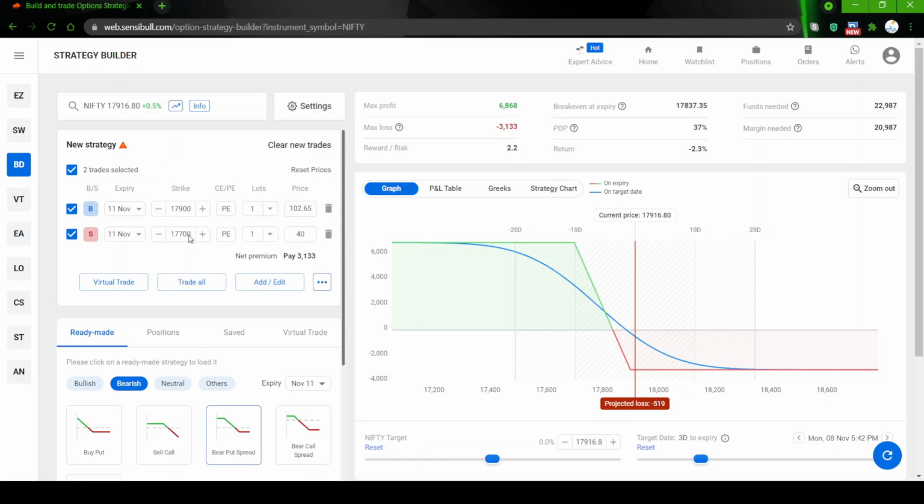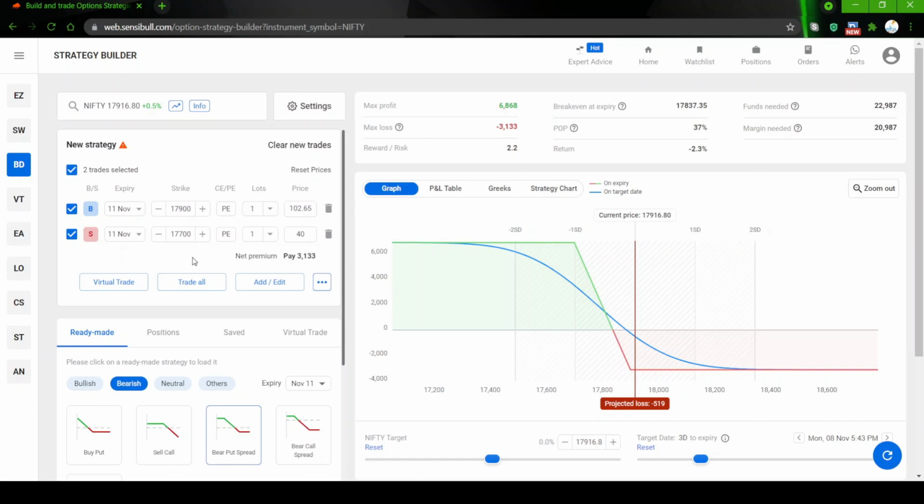This is right opposite to the bull put spread we saw in the last video. In the bull put spread, we sold 17,900 and we bought 17,700. Here we are going to buy 17,900 and we are going to sell 17,700. So this creates a bear put spread. This is a net debit strategy, like what we did with the bull call spread. The bull call spread is a net debit strategy.